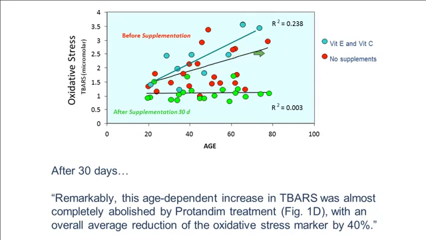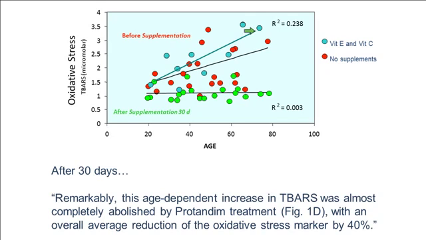And one of the interesting things that they saw was that those people that were taking supplements of vitamin E and vitamin C actually had higher levels of oxidative stress than the baseline group that was not taking any vitamin E or vitamin C supplements. Now, it did not reach statistical significance, but there was a trend towards higher levels of oxidative stress in those people that were taking those supplements.